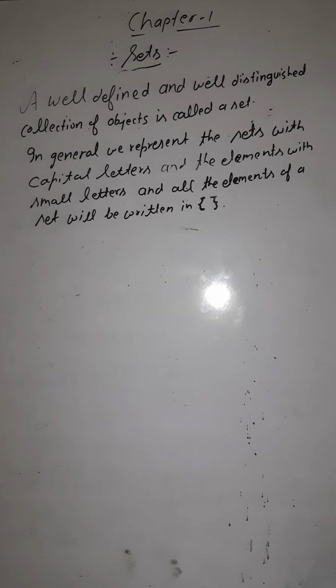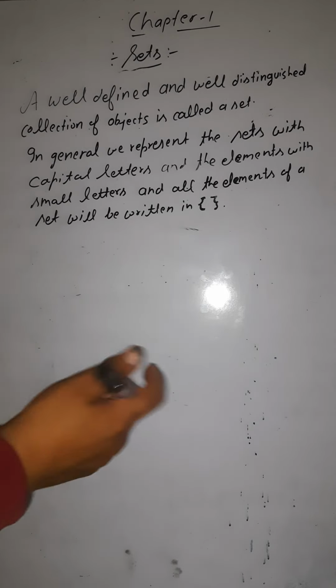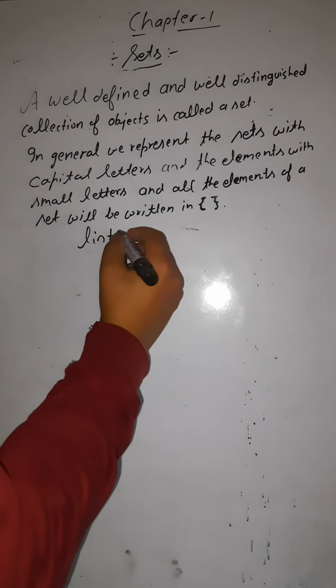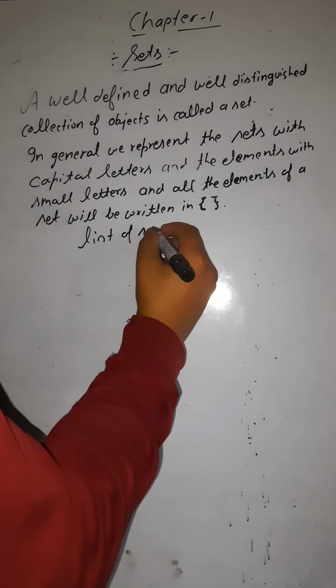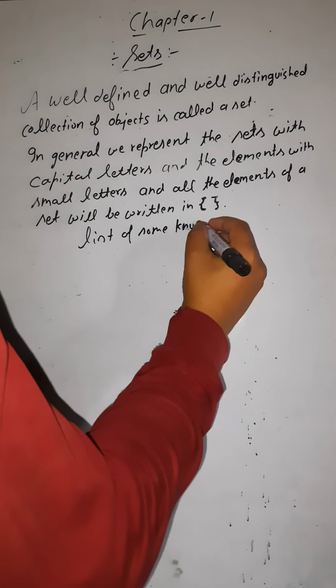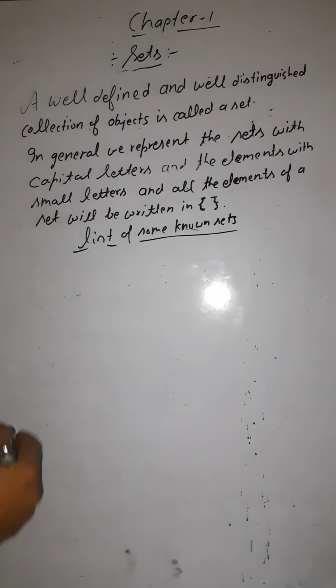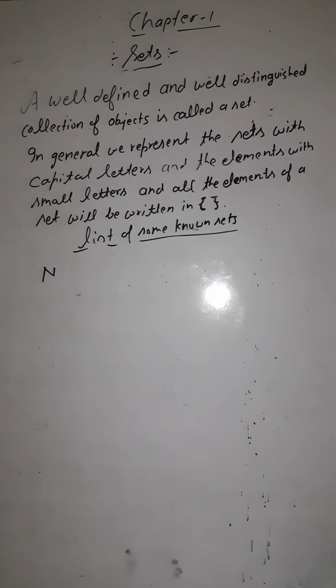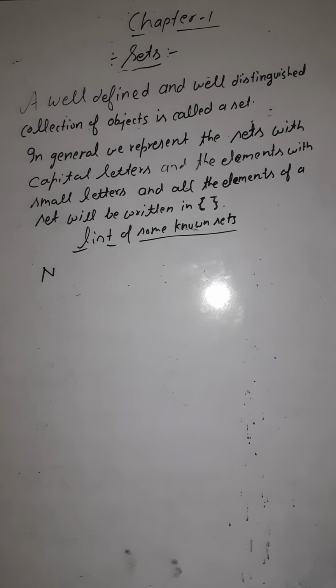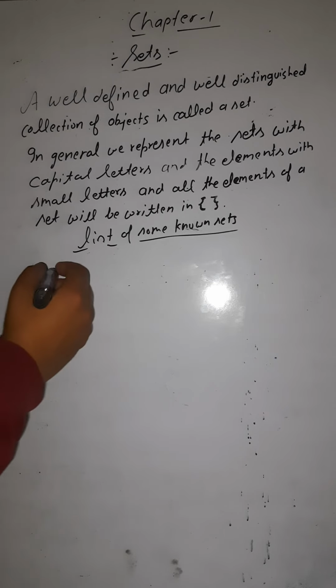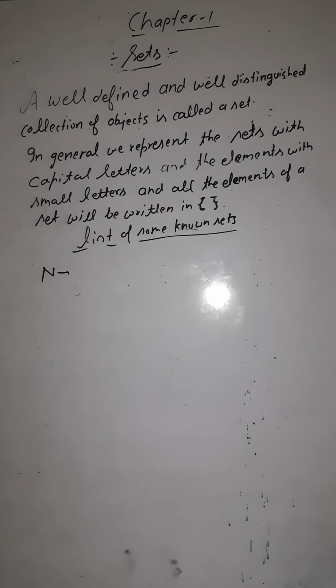Now we would study the list of some known sets. We have some known sets, like we have a set that is denoted by the capital letter N. So what does this imply? This implies the set of natural numbers.